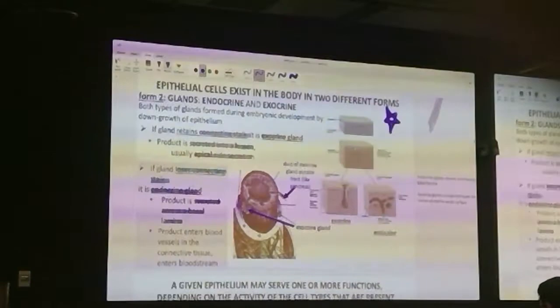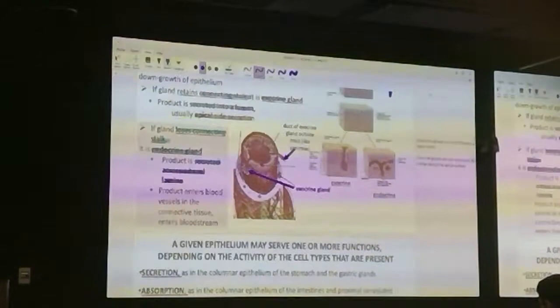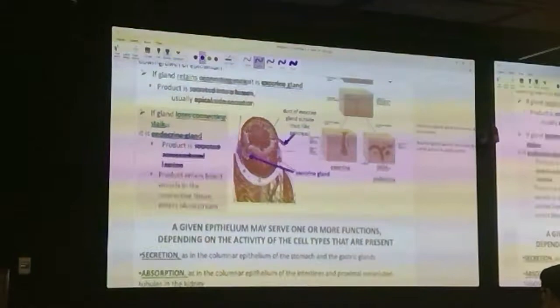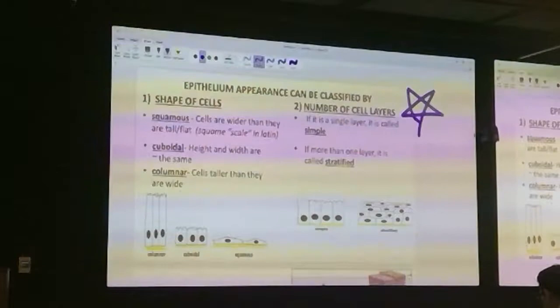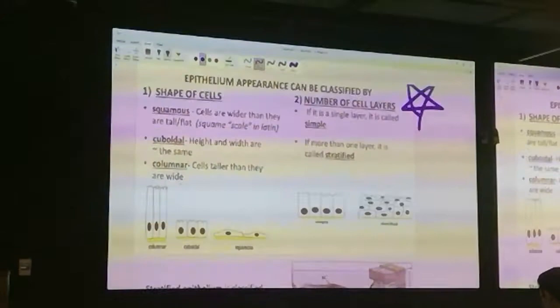You guys have this slide? It's probably a bit more hard. But let's just make sure you know the difference between endocrine and exocrine. You're gonna get a question about identifying the type of cell, and then whether or not it's simple or stratified, or pseudostratified, or transitional.